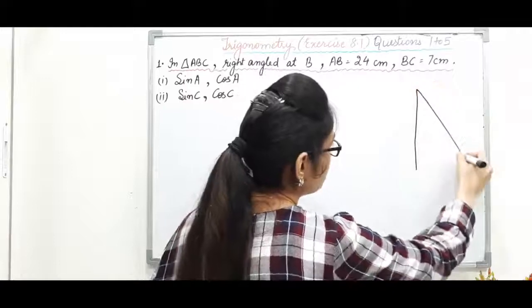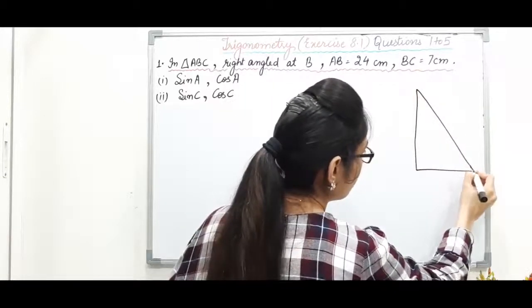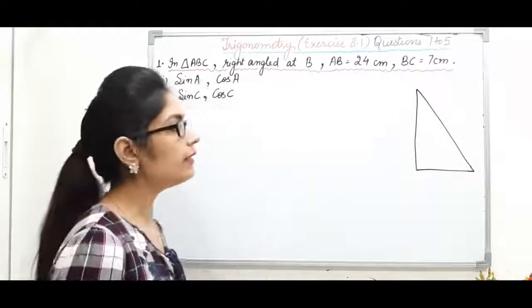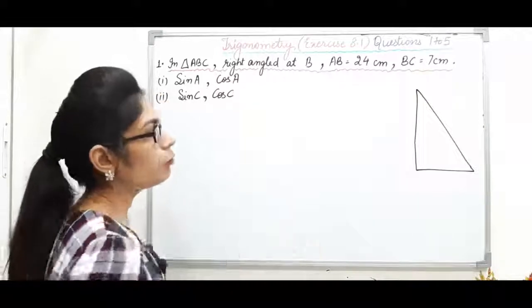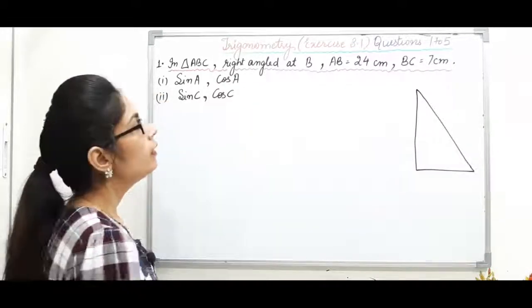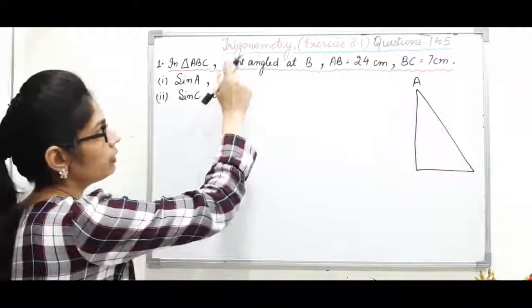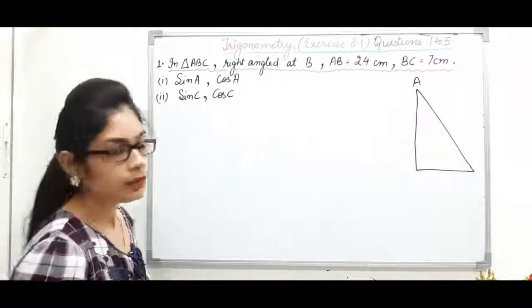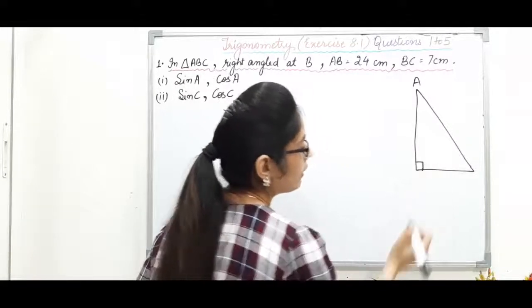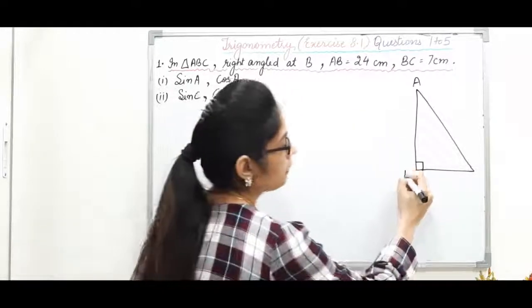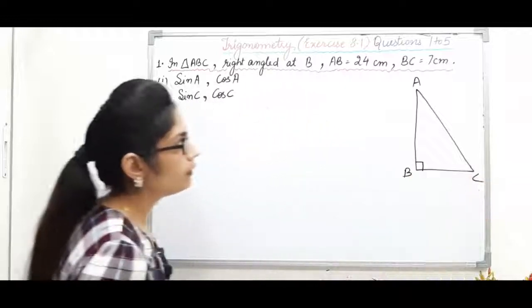I have already explained that in trigonometry we are going to deal with right angled triangles, so you have to be very careful while naming the triangles. It's triangle ABC and they have clearly mentioned that it is right angled at B, so you have to draw the right angle at B. So this is my triangle.